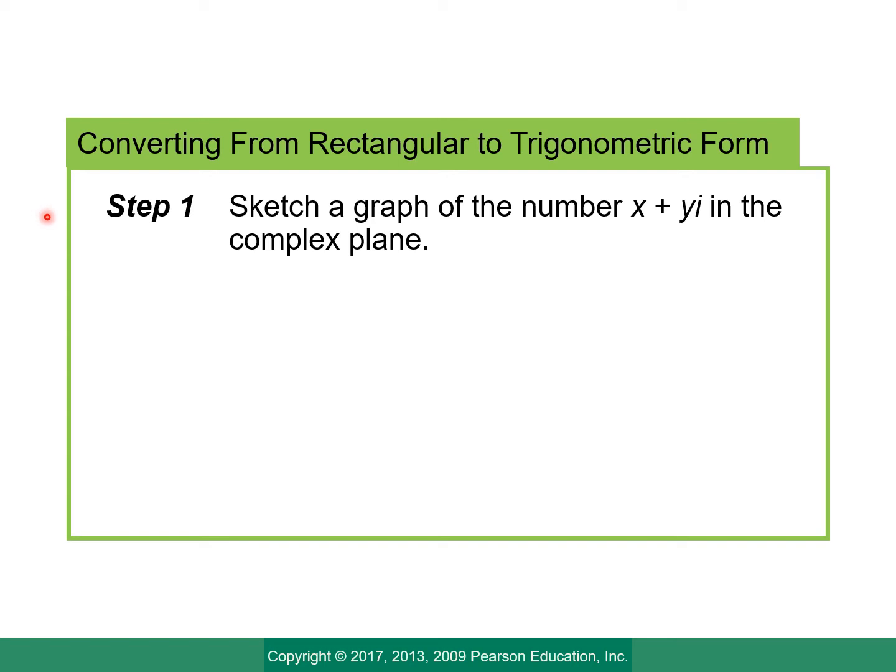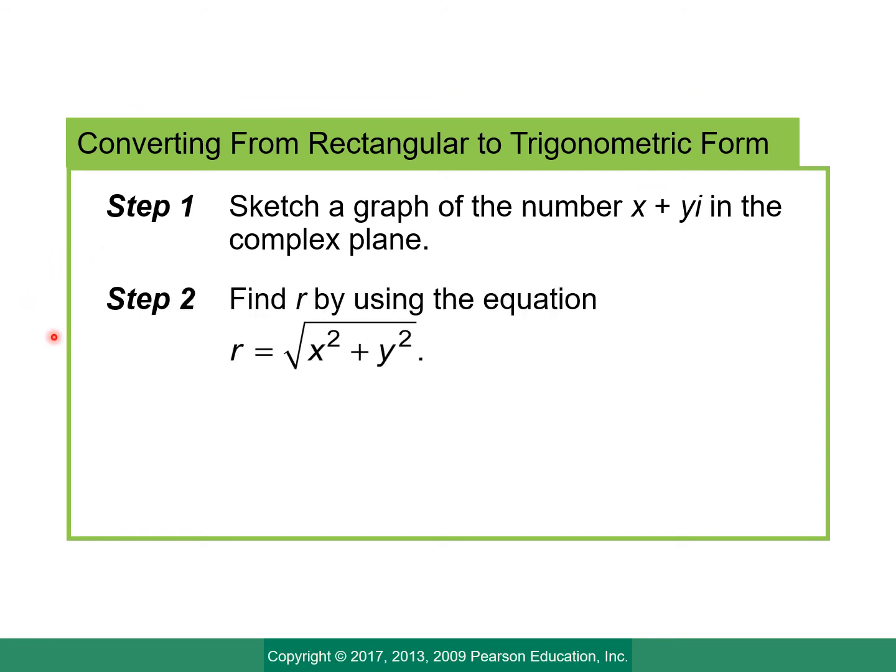So step 1, I would always start with the sketch. Sketch your rectangular form of your number, locate that point in your complex plane. Step 2, use the x and y values to find r. We talked about this before. This relationship between x, y, and r is just x squared plus y squared. Square root that to get r. This was just from the Pythagorean theorem.